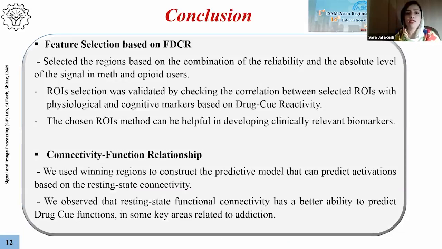And as a conclusion, we selected 14 regions based on the reliability and the absolute value of the signals in meth and opioid users. And we validate our ROI selection by checking the correlation between selected ROIs with physiological and cognitive markers. And the chosen ROIs method can be helpful in developing clinical biomarkers. And also, we use these winning regions to construct the predictive model to predict activity based on resting state connectivity. And we observed that resting state functional connectivity has better ability to predict drug cue functions in some key areas related to addiction.